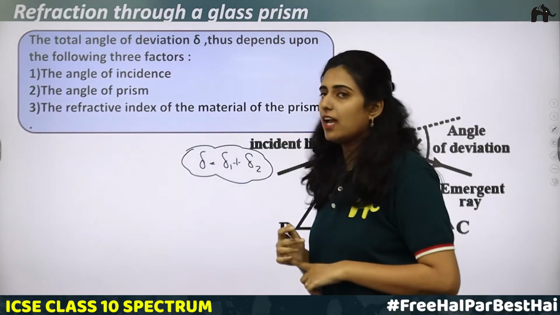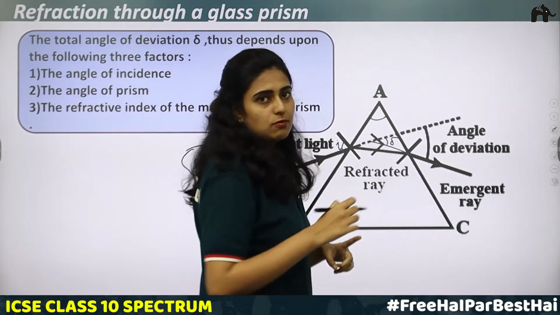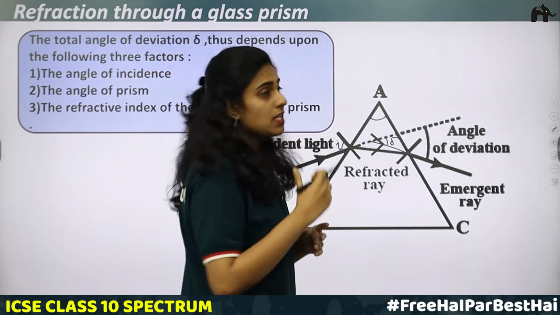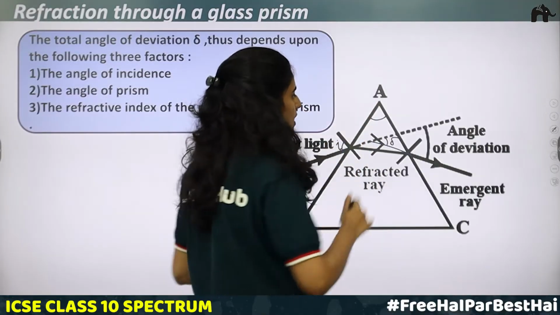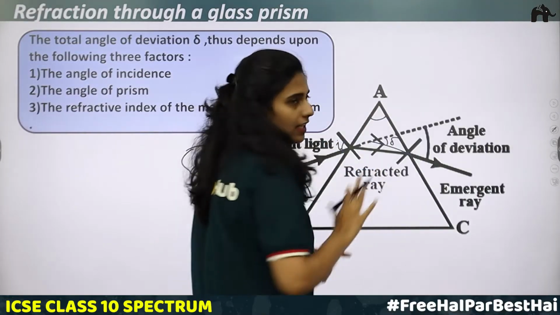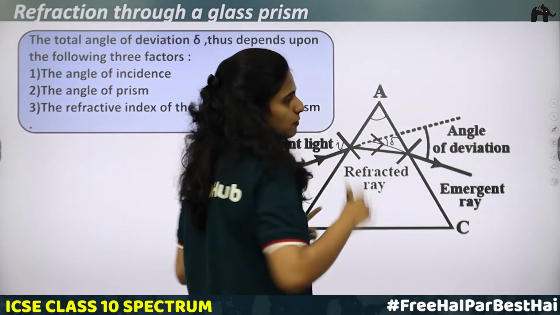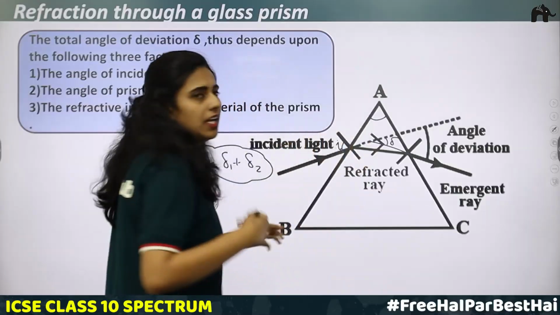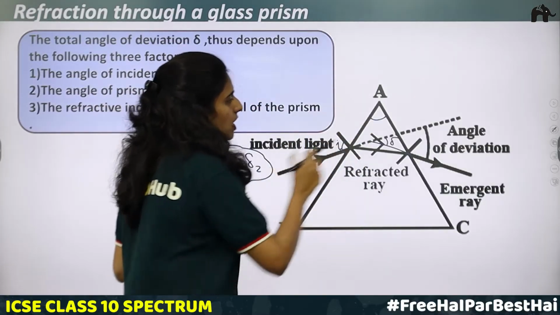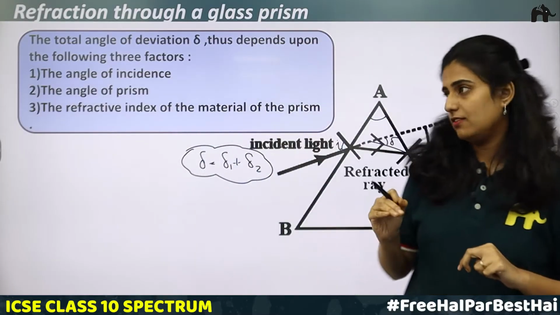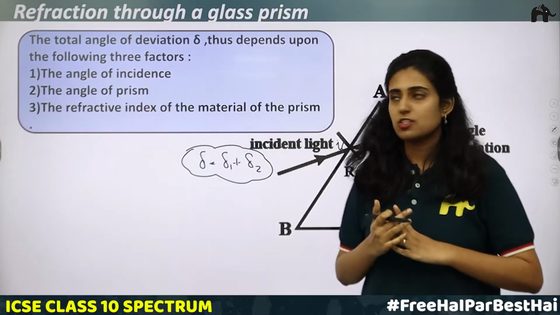Second is the angle of prism. The angle of prism is this angle. Mostly the prism has an angle of prism of 60 degrees because this will be an equilateral prism. If you consider it, you have a total angle of 180 degrees divided by 3 for the angle of prism. Approximately it will be 60, it can be 60.2 or 59.8 or so. So the second factor is the angle of the prism. When the angle of prism changes, the angle of deviation can also change.